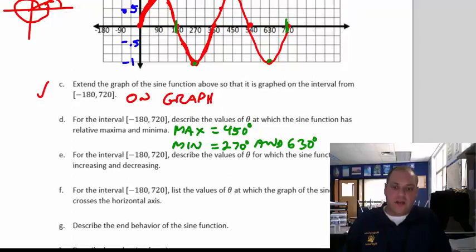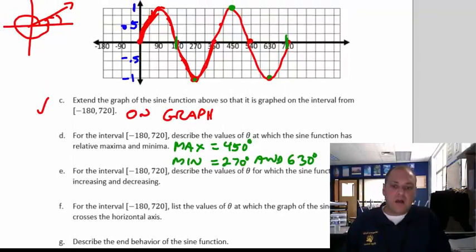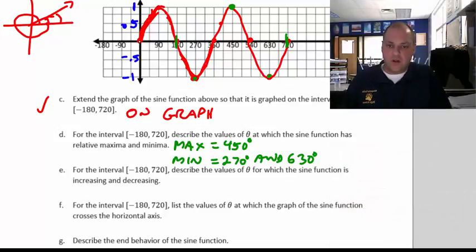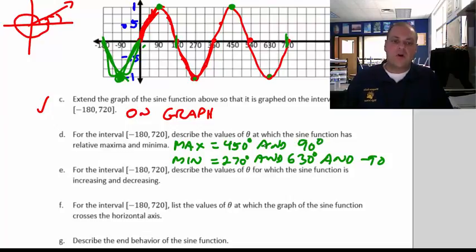All right, for the interval negative 180 to 720, describe the, negative 180. I messed that up. Negative 180 is way over here, so we've got to extend this. I didn't do that. Sorry about that. So we're missing another minimum at negative 90, and there's another maximum right here at 90. Okay, I messed that up. So 450 and 90 are the maximums, and the minimums are 270, 630, and negative 90.